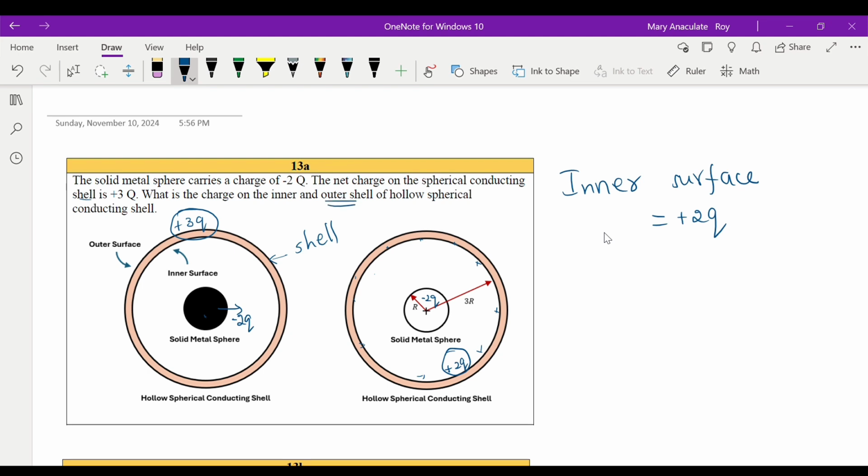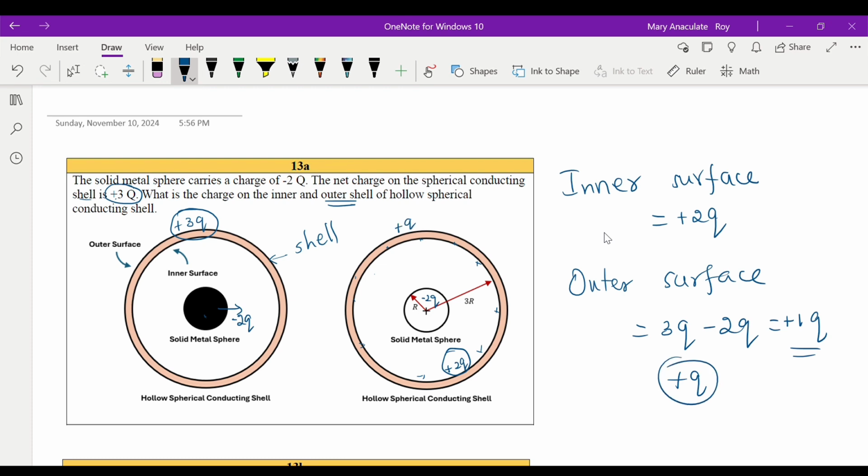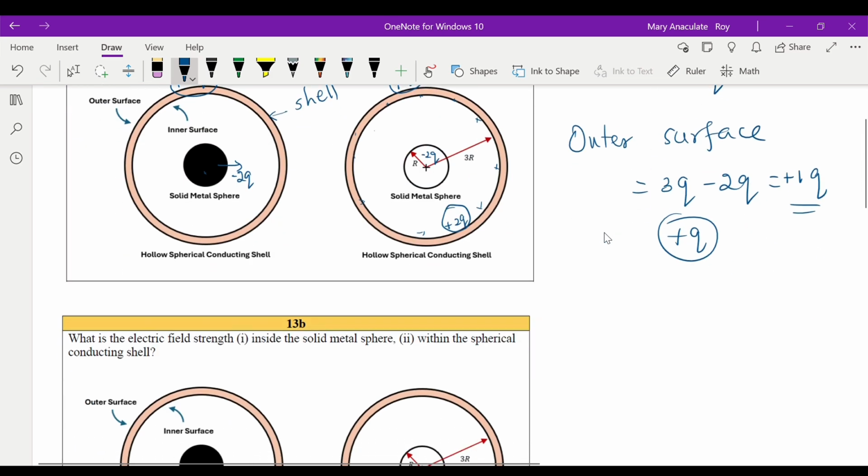So what is the outer surface then? How much will that be? They give you the total charge accumulated in the shell, which is +3q. We have the inner surface at +2q. So what will be the outer surface's charge? The outer surface will have 3q minus 2q, which is +q. Charge +q will be on the outer surface. So inside is +2q, outside will be +q. It's due to this concept.